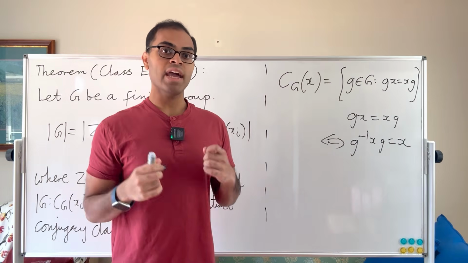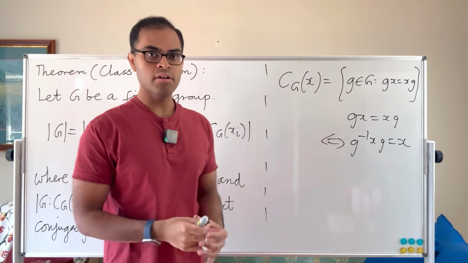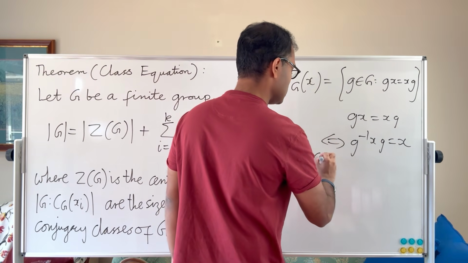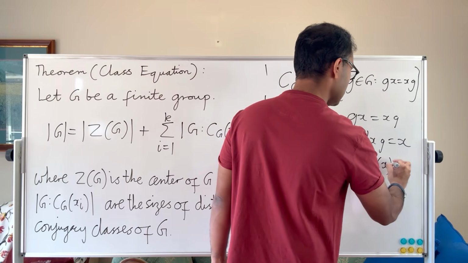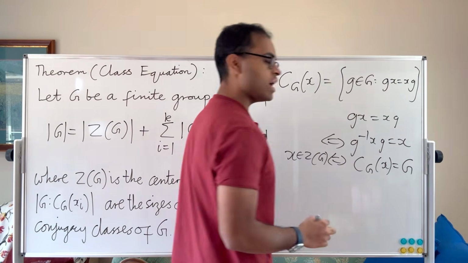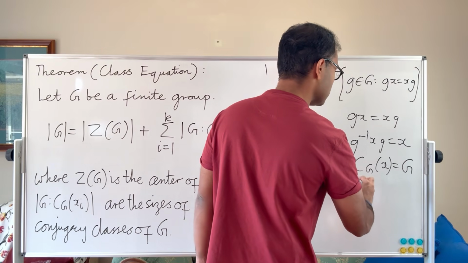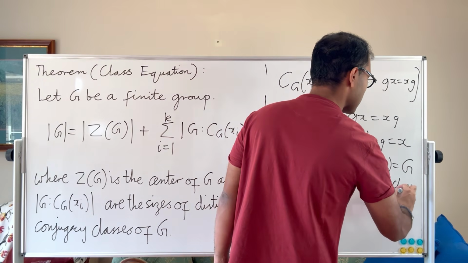So again, x is in the center if and only if the centralizer is everything. So that's number one. I could even write that down: x is in the center of G if and only if the centralizer of x is equal to everything in G. Everything commutes with x, which is the same as saying that x is equal to its own conjugacy class.